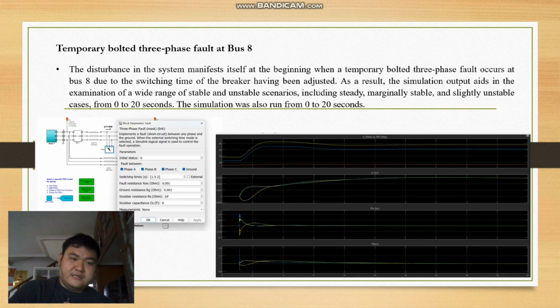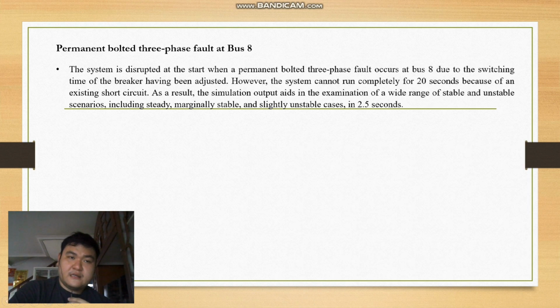So we change the switching time of the breaker at the bus, and this is the result. After that, permanent: we adjust the breaker time, and also adjust the permanent three-phase fault. But the system cannot run until 20 seconds because of an existing short circuit. As a result, we just take an analysis.